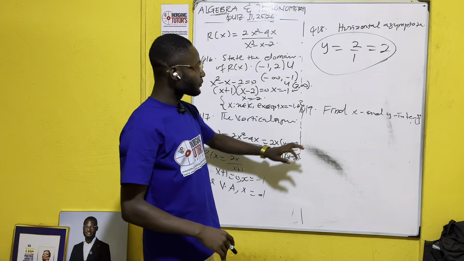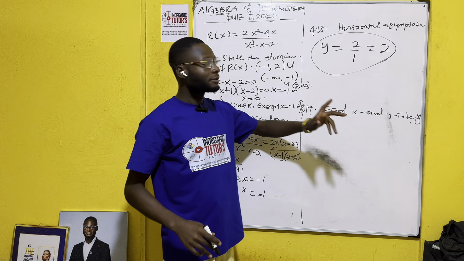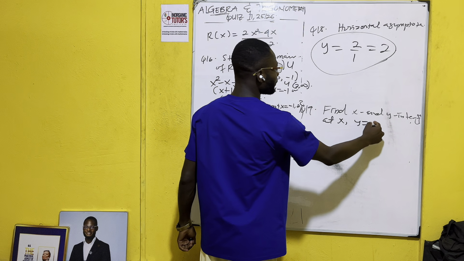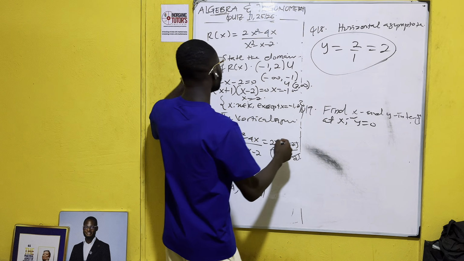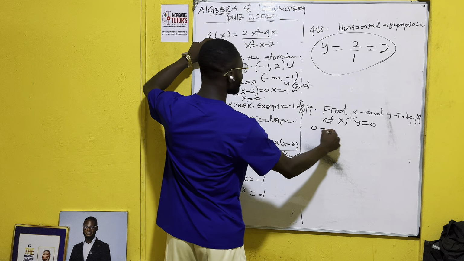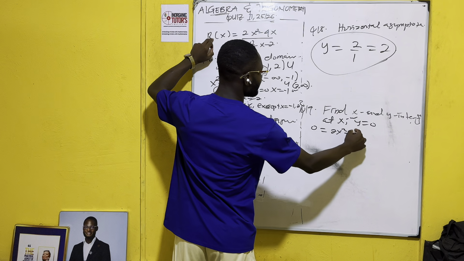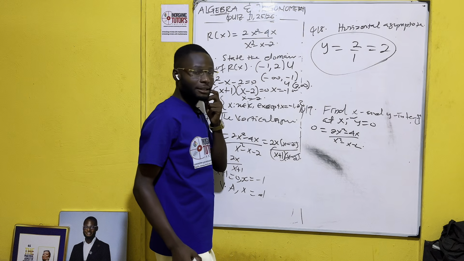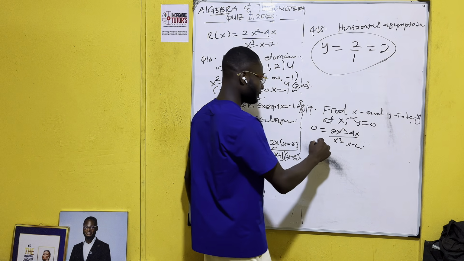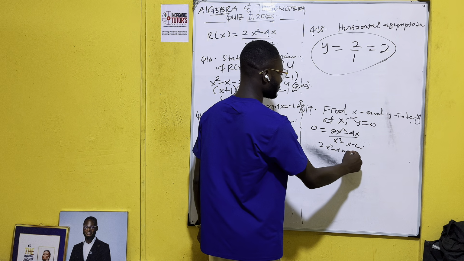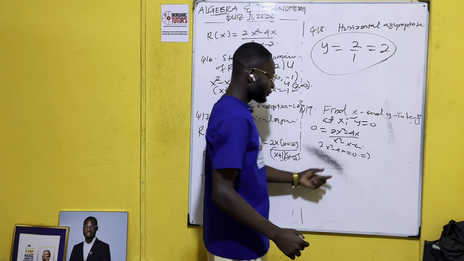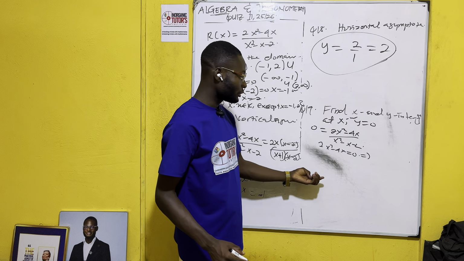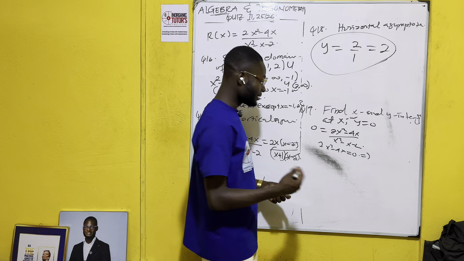Very, very easy. With the x and y intercepts, we know what to do. At the x-intercept, y is 0. So if y is 0, it means that we are going to have 0 equals 2x squared minus 4x divided by x squared minus x minus 2, right? If you cross multiply, you're going to have 2x squared minus 4x equals 0. So this implies that when you factor x out, we still have 0.